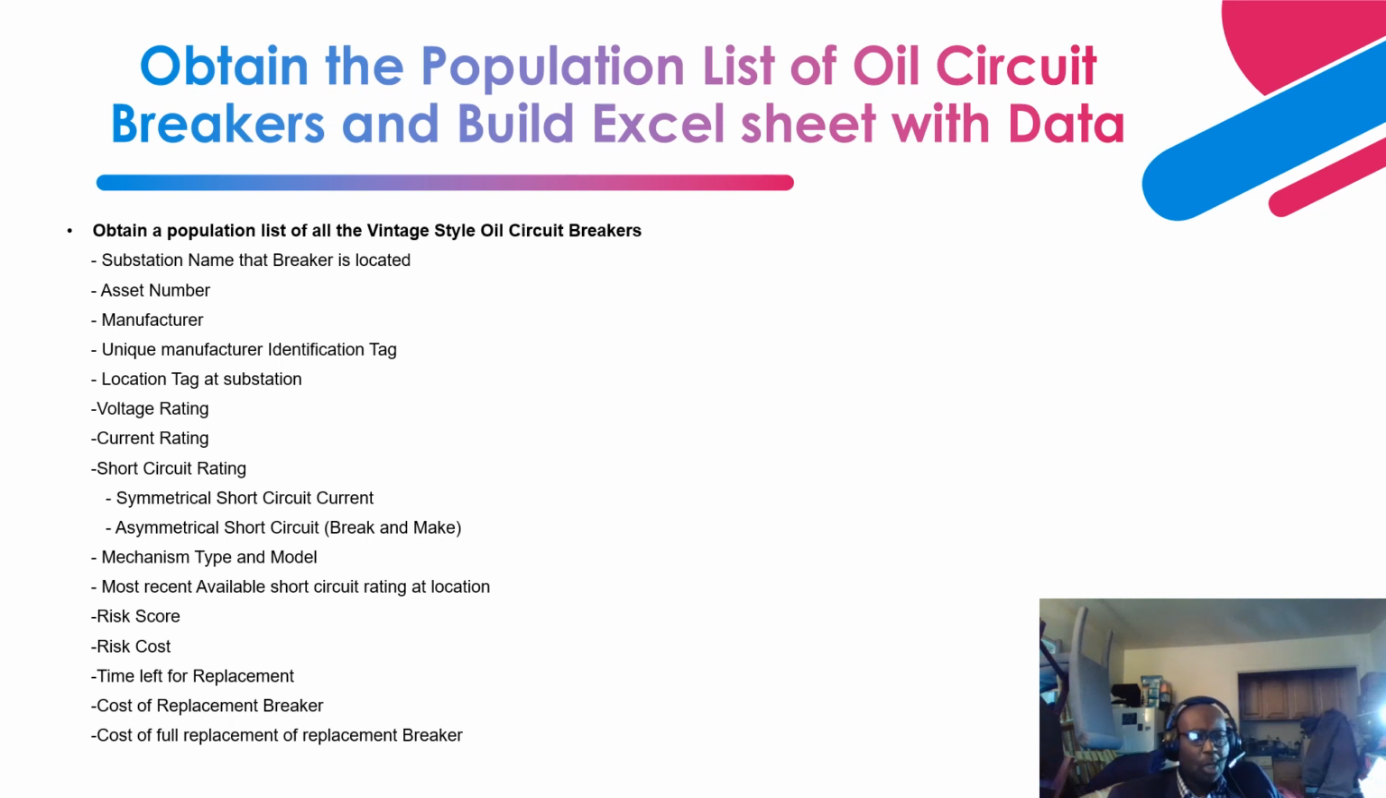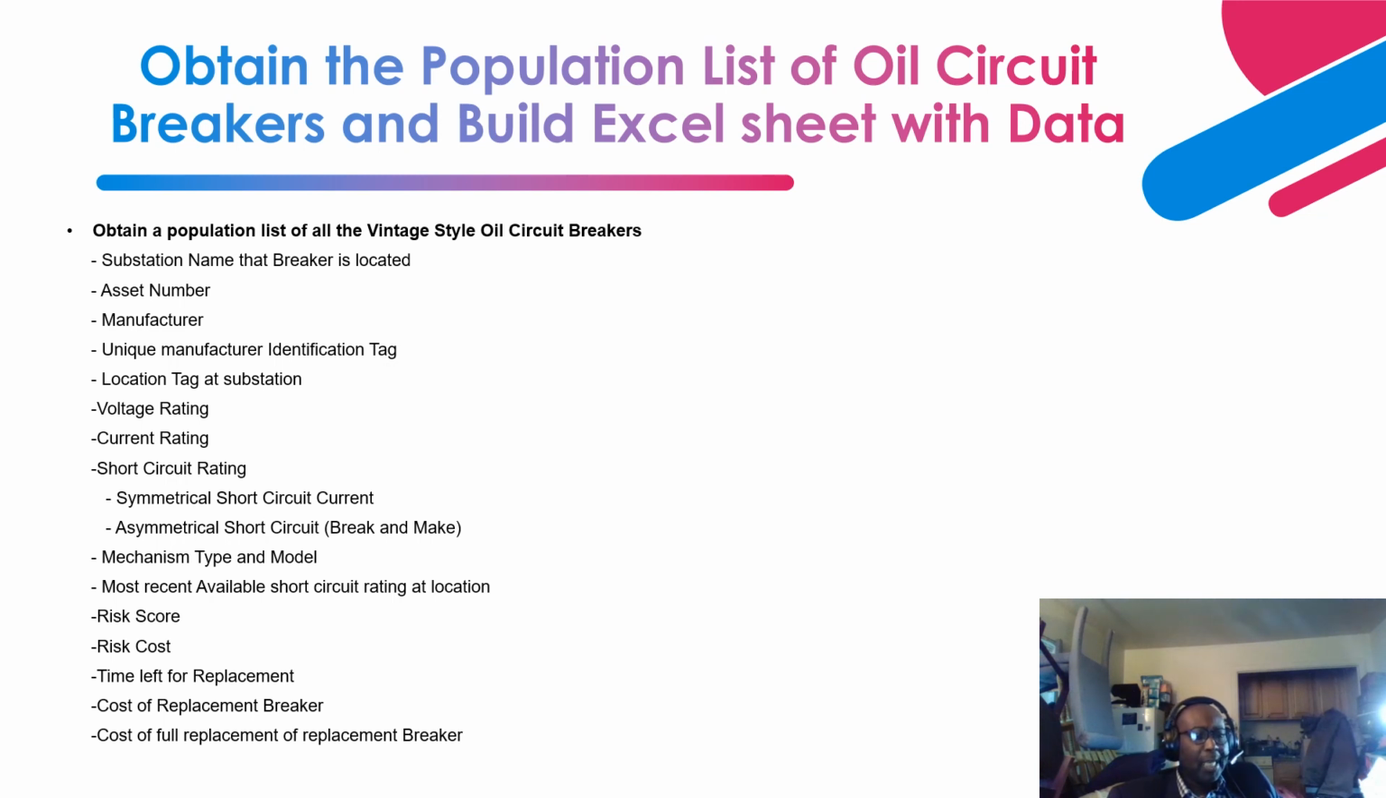Next is obtaining the population list of oil circuit breakers that you have, and building an Excel sheet with that data. That is very important, because everything has to be visualized, and now with data analytics, you can even put it into a data visualization or chart, because if you're speaking to upper management, data visualization is very important, and an Excel sheet helps you build up that step.